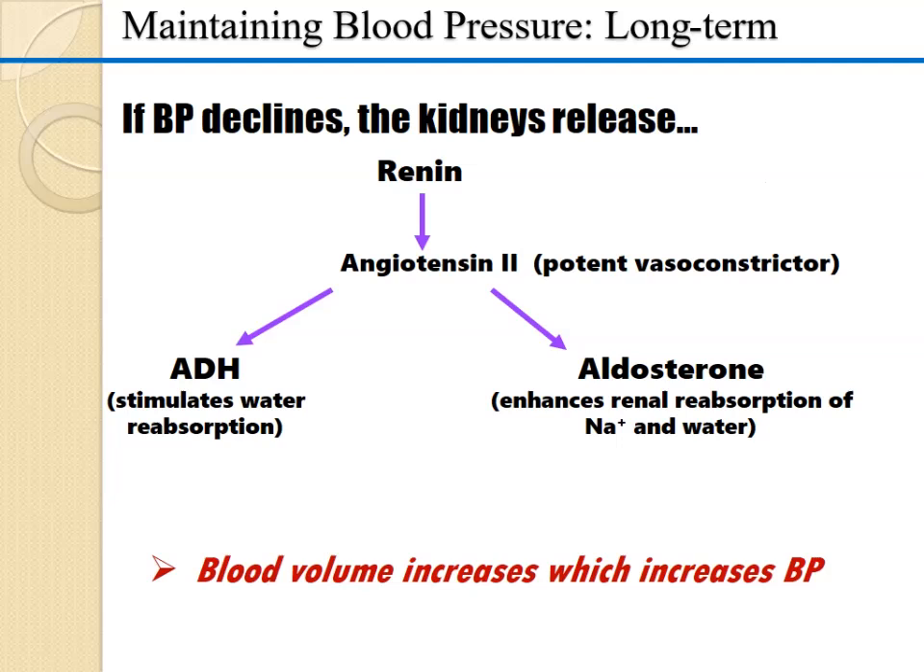And through the conversion, we're going to get angiotensin 2, which is our vasoconstrictor, which will stimulate then ADH and aldosterone. Aldosterone comes from the adrenal, ADH from that pituitary, but they're both going to do the same thing in the case of water retention. So in this case, blood volume will increase, which will increase the blood pressure. Both of them.